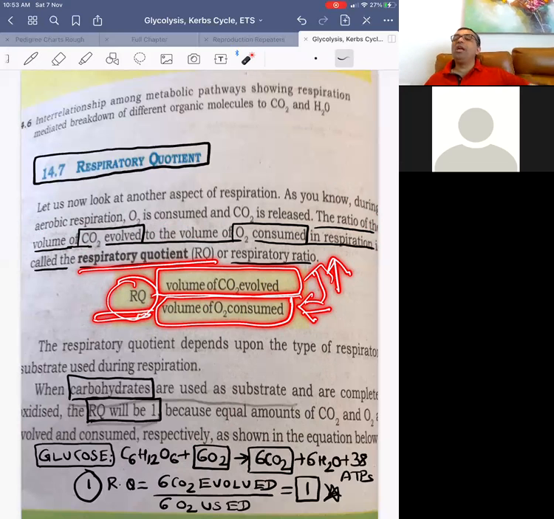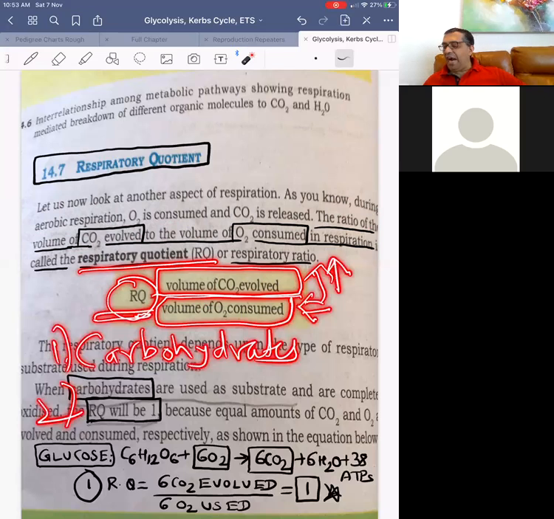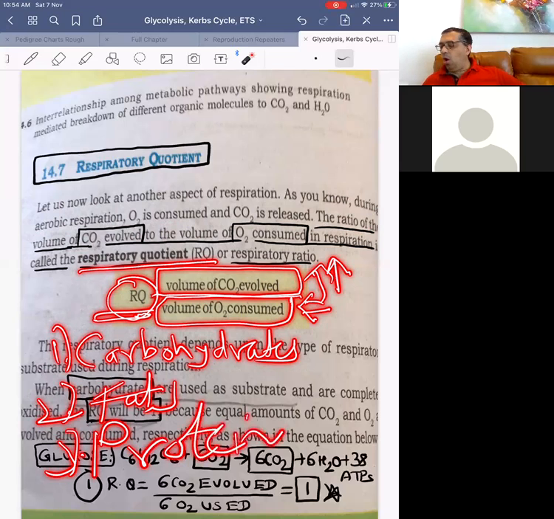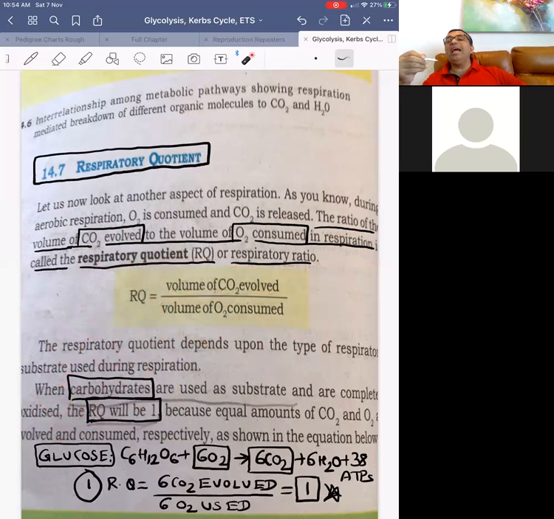So which nutrients can be respired? Sir, we remember already we can use carbohydrates, and once carbohydrates are finished, then we can use fats, and when fats are also finished, then last we use proteins. So carbohydrates, fats and proteins all will break down and release energy. Let's see what their respective RQ is.